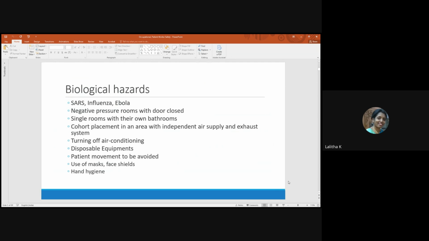Now, biological hazards, as I was talking about, SARS, influenza, Ebola. So we need to have negative pressure rooms with the door closed. Single rooms are better if they have their own bathrooms, and cohort placement in an area with independent air supply and exhaust ventilation, or turning off air conditioning in such situations. It's also better to use disposable equipment so that we prevent inter-patient transmission, or transmission between healthcare workers. Patient movement should be restricted, with use of masks and face shields as appropriate. And important is again hand hygiene, which we will always emphasize is one of the important, simple, effective tools to prevent transmission between people, especially contact transmission.